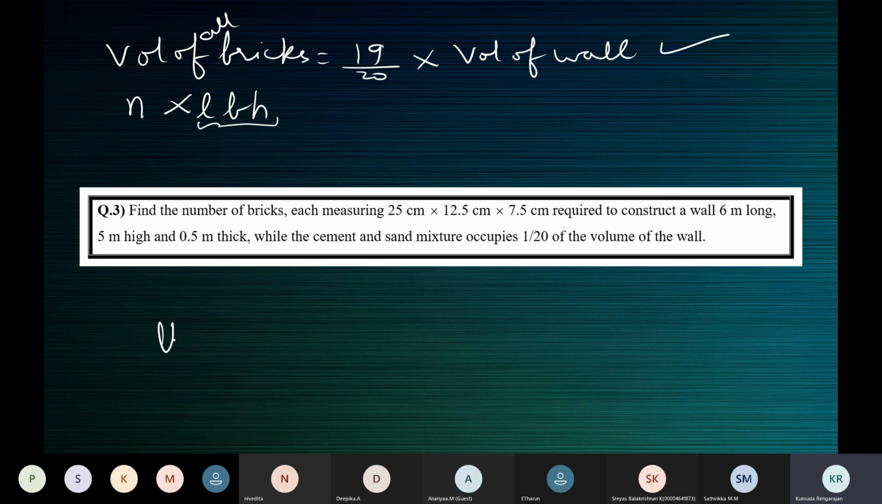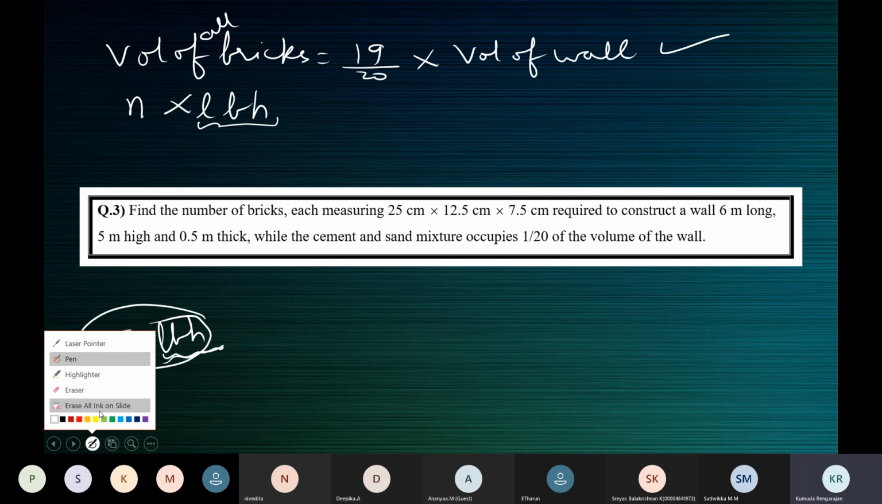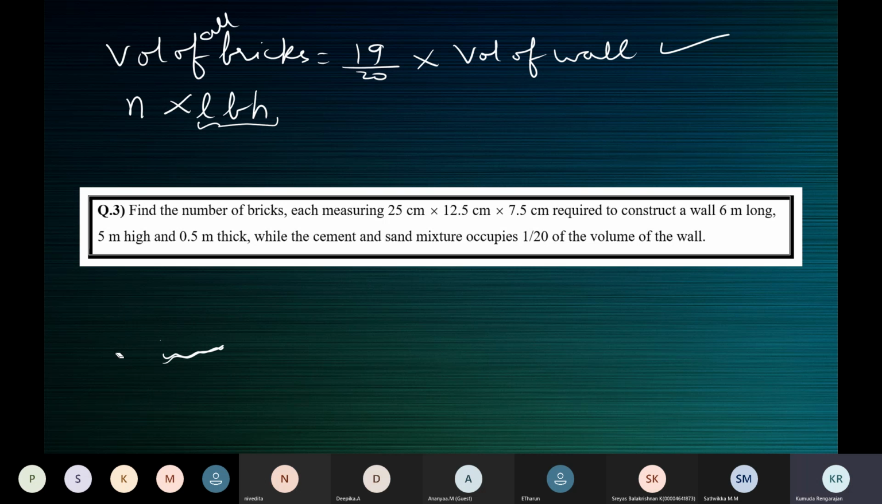If there are 5 bricks, this is the volume of one brick, so for 5 bricks we multiply by 5. For 15 bricks, multiply by 15. Volume of one brick into 15 will give you the volume of 15 bricks. Here we don't know how many bricks, we have to find it. So let the number of bricks in the wall be n. n into LBH, the volume of one brick into the number of bricks, gives us the volume of all the bricks.